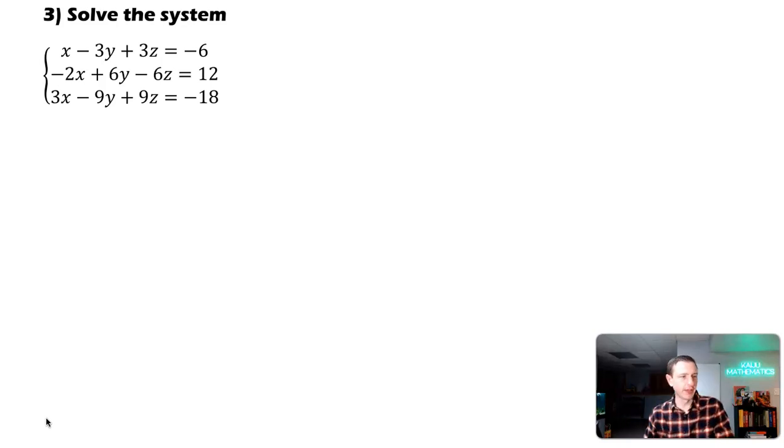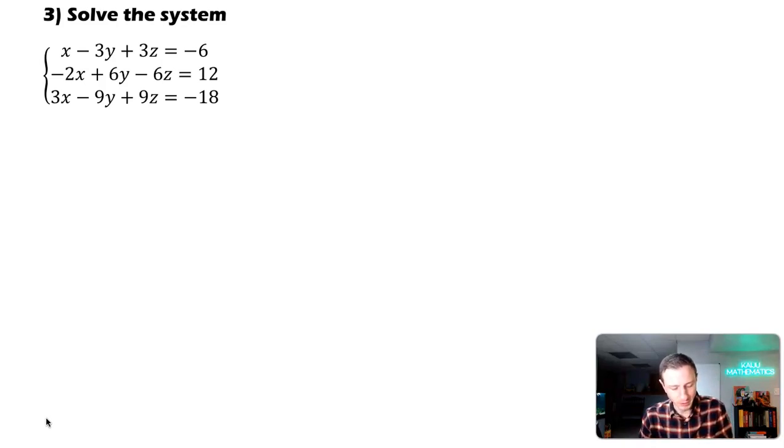So I have x minus 3y plus 3z equals -6, and then I'm looking at the second equation. I don't have any easy eliminations just from the very start here. Looking at the third equation, nothing is going to eliminate easily. So I have to generate an advantageous scenario here where I can eliminate something.